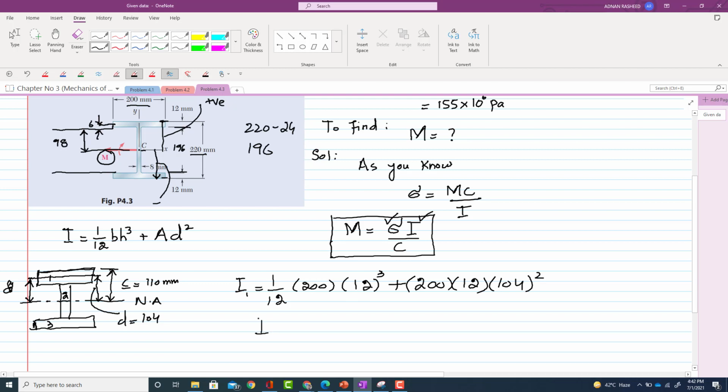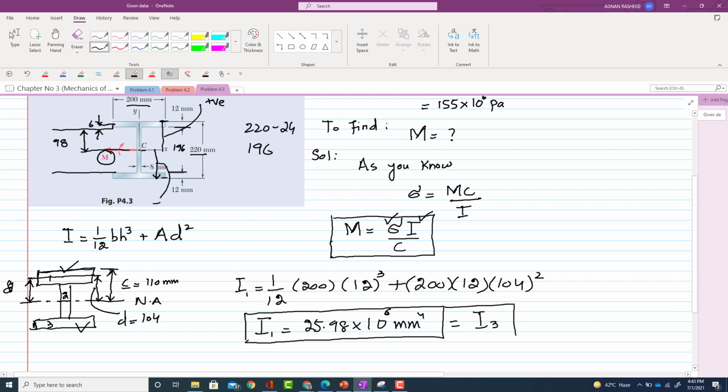So I1 will be equal to, if you calculate, 25.98 into 10 raised to power 6 mm4. So this is the moment of inertia of the first portion. Clear? And as you know, the moment of inertia I1 and I3 will be the same, so it will also equal I3. So now you have found I1 and I3.